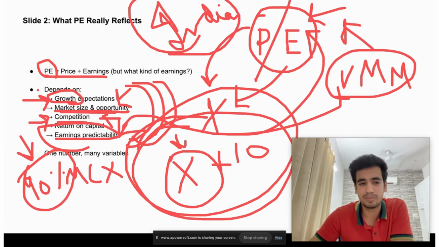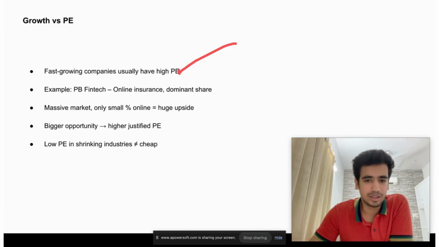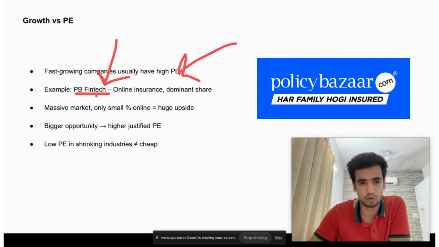So they'll basically come down to two things. First is the expected growth rate of earnings, and the second being how certain is the market that these earnings are going to come in. You'll always see that fast growing companies always have a higher price to earnings. So an example of this is PB Fintech. To new investors, it would look like a company that is totally overvalued by the earnings it has today. But because of the large opportunity size and the monopoly it has in the online insurance space, this is basically Policybazaar. For those of you who don't know, this is Policybazaar.